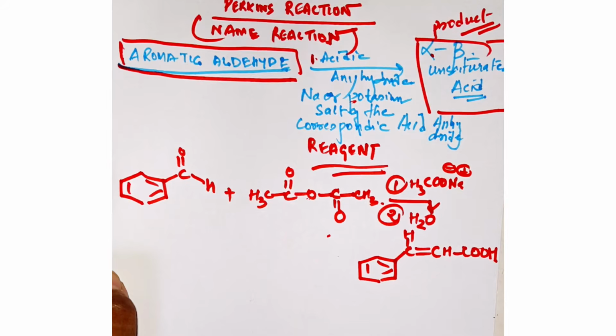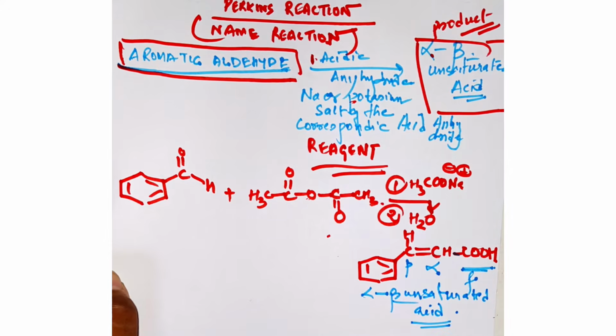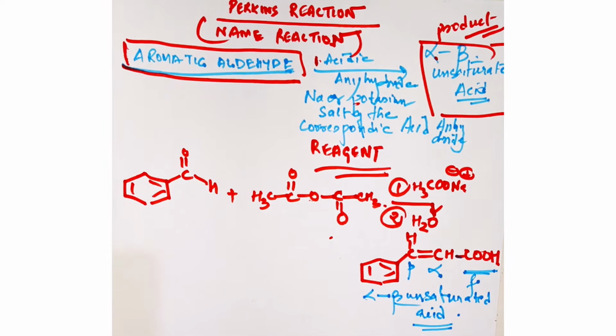This is your acid. This is the alpha carbon, which is just adjacent to the carbon which contains the functional group. This is the functional group carbon, this is the alpha carbon, and this is the beta carbon. So this is called an alpha beta unsaturated acid. We will go through the mechanism in proper detail, so you can write.